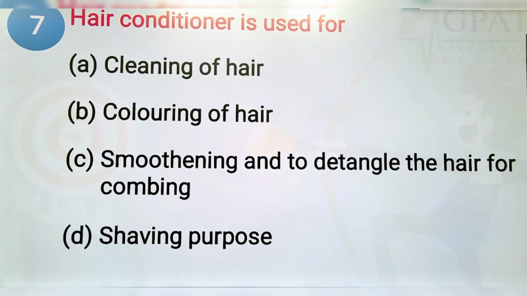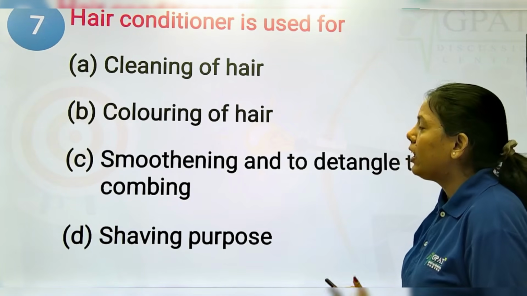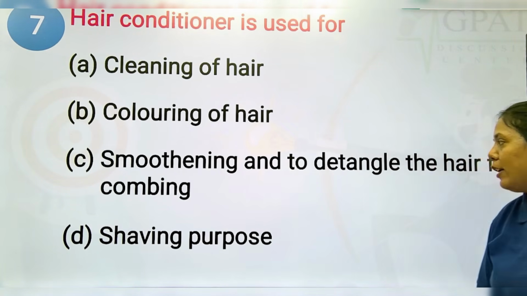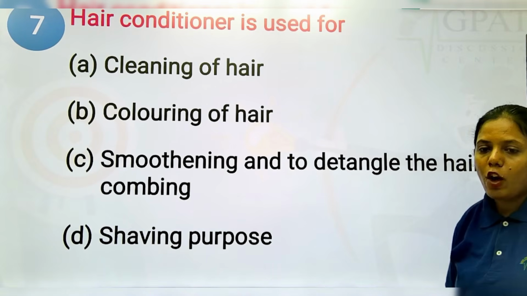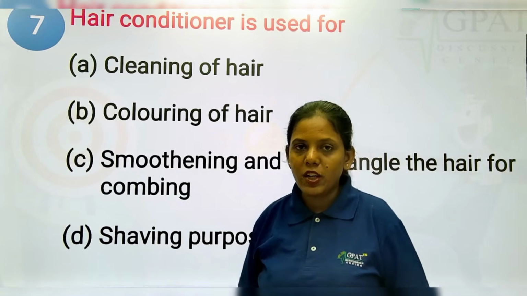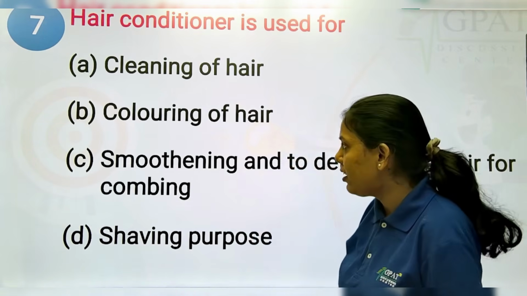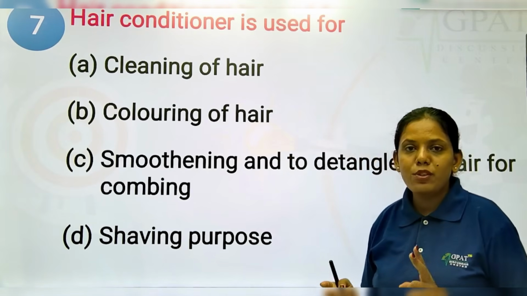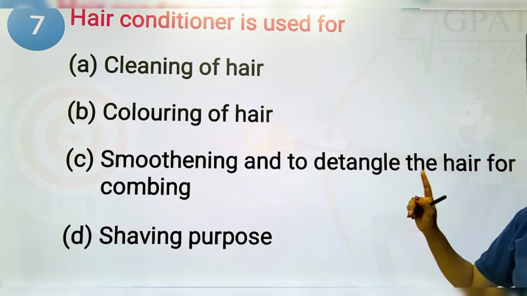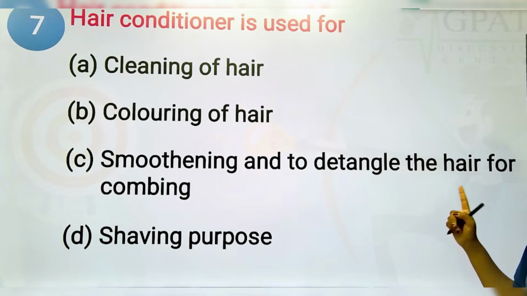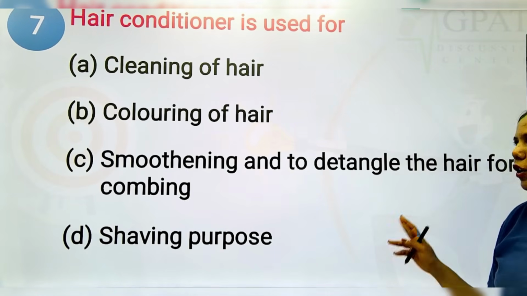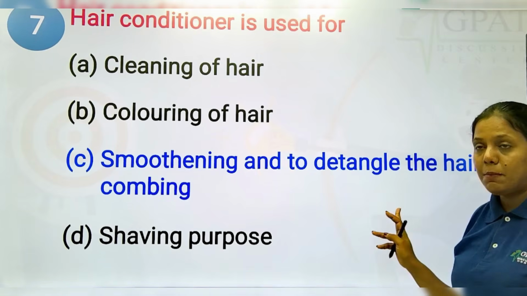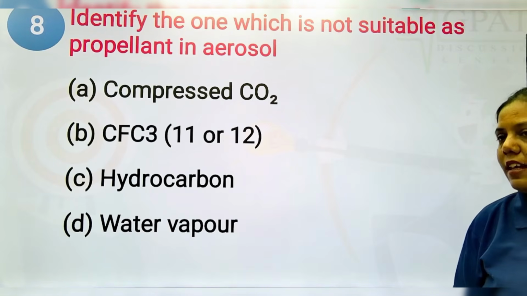The next question is hair conditioner. It is used for cleaning of hair, coloring of hair, smoothing and to detangle the hair for combing or shaving purpose. For cleaning of hair, we use shampoos which contain primary and secondary surfactants. For coloring of hair, we use hair colors. So conditioner is for smoothing and to detangle the hair for combing. For shaving purpose, we do not use hair conditioner. Shaving creams are there. Option C is the right answer.